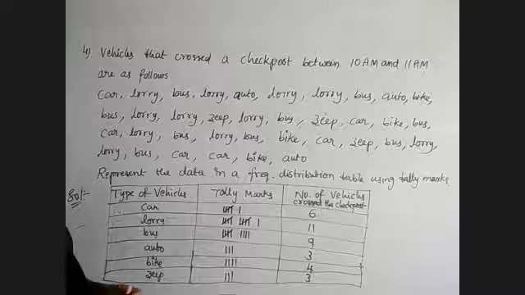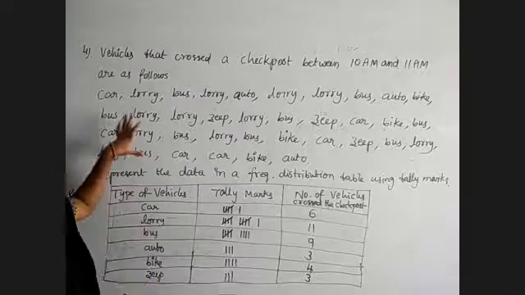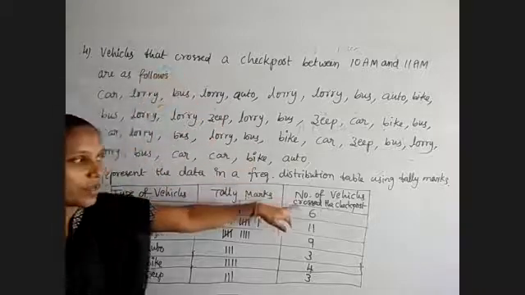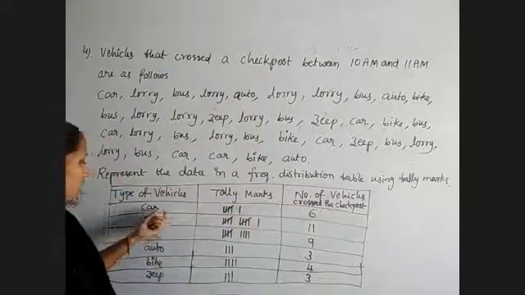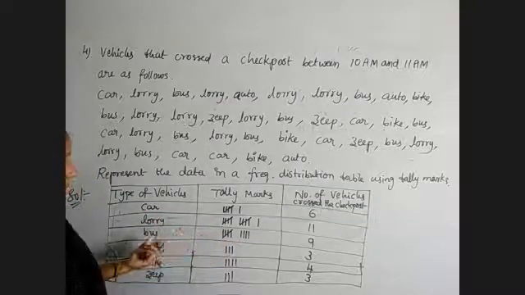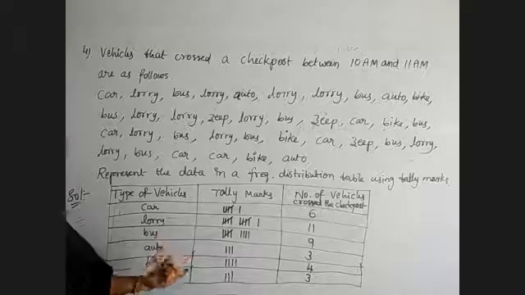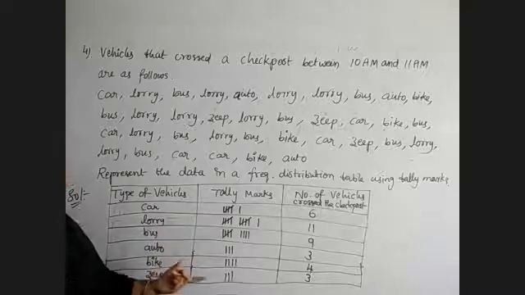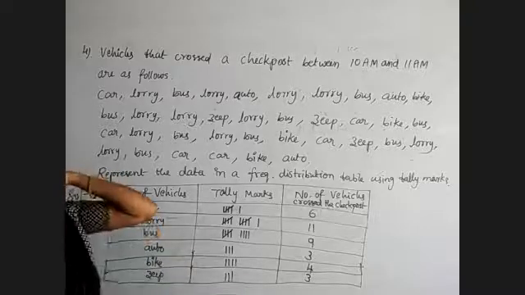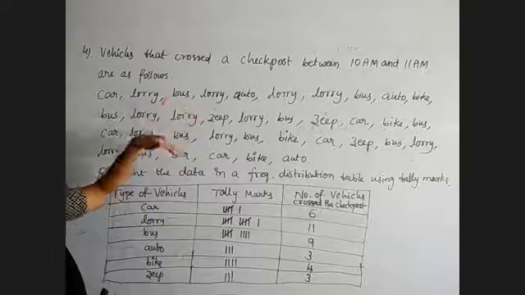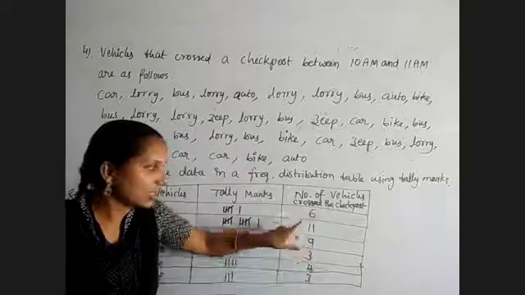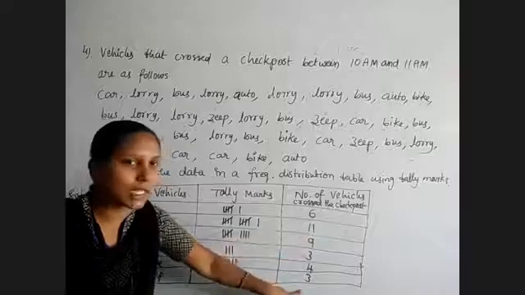Just listen here. This information is given for vehicles that crossed at the check post. So the number of vehicles crossed at the check post: 6 cars, 11 lorries, 9 buses, 3 autos, 4 bikes, and 3 jeeps. For that information, we are drawing the tally marks. That's all. And here they have mentioned totally 36 vehicles. So you must get the total vehicles here. Just add all this and you will get the value 36.